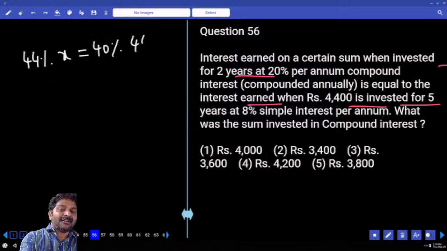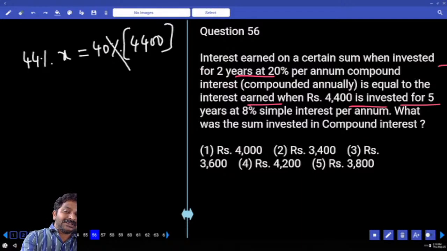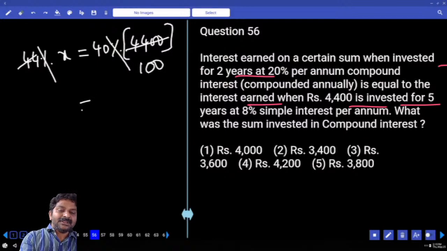40% calculated on 4,400 only. Come on. Percentage can be cancelled. 44 100 times, then x is equal to 4,000.